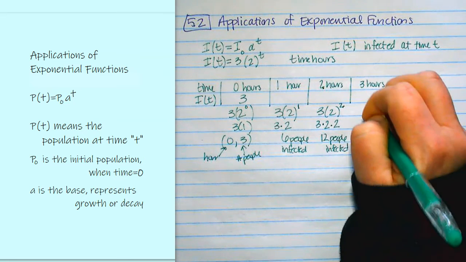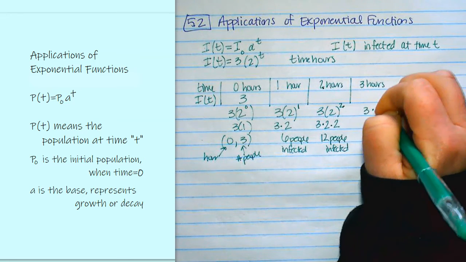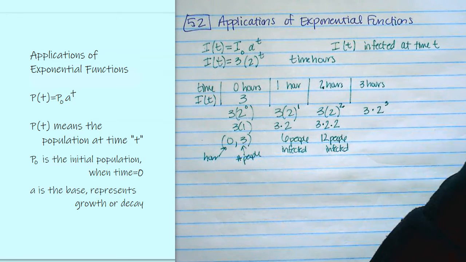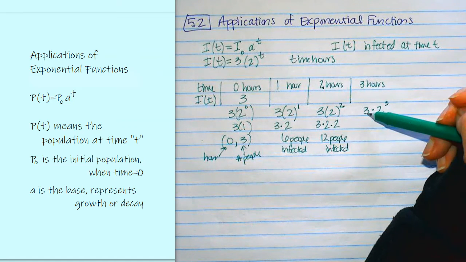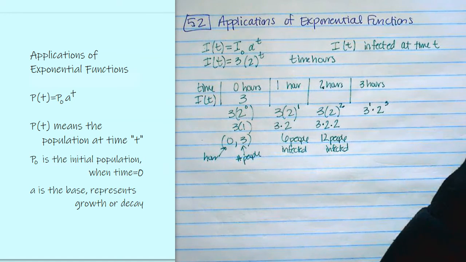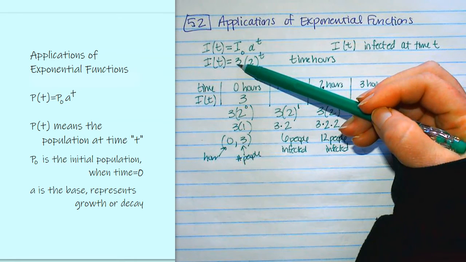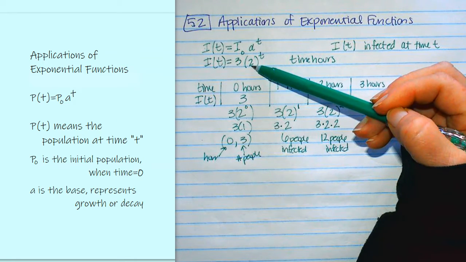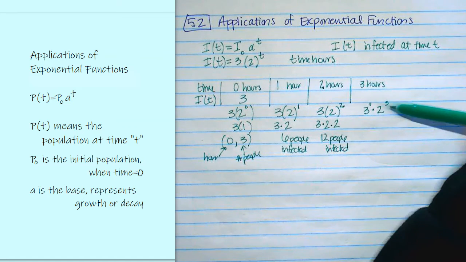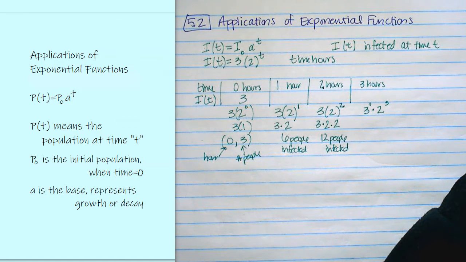At 3 hours, we've got 3 times 2 to the third power. Again, the 3 is always 3 to the first. 3 never changes because this is 3 to the first power. The t is only on the 2.